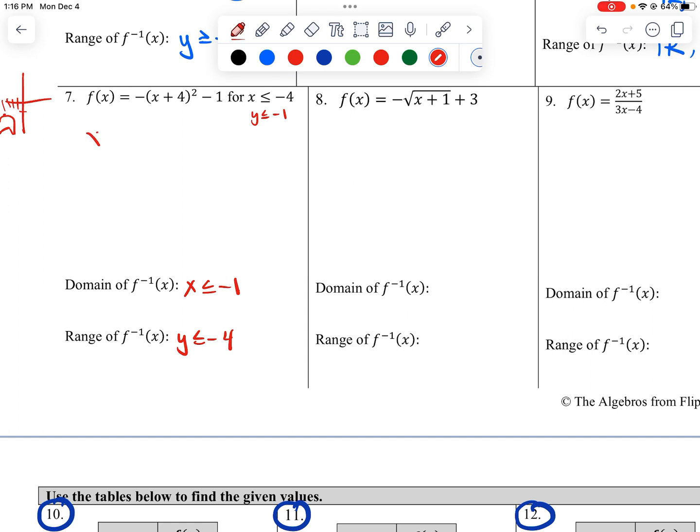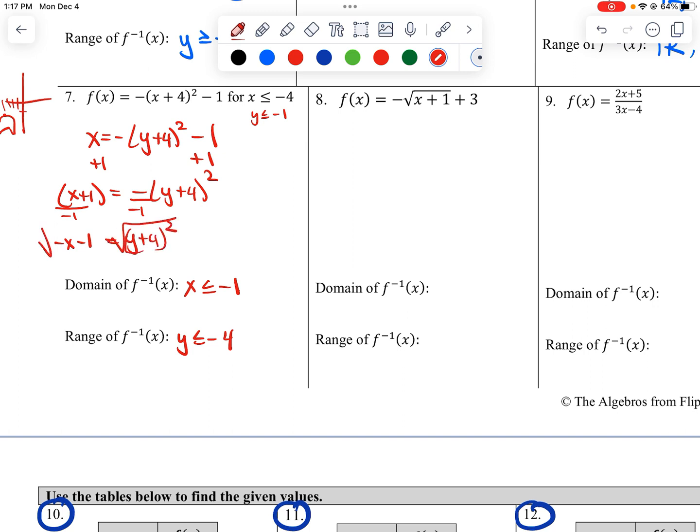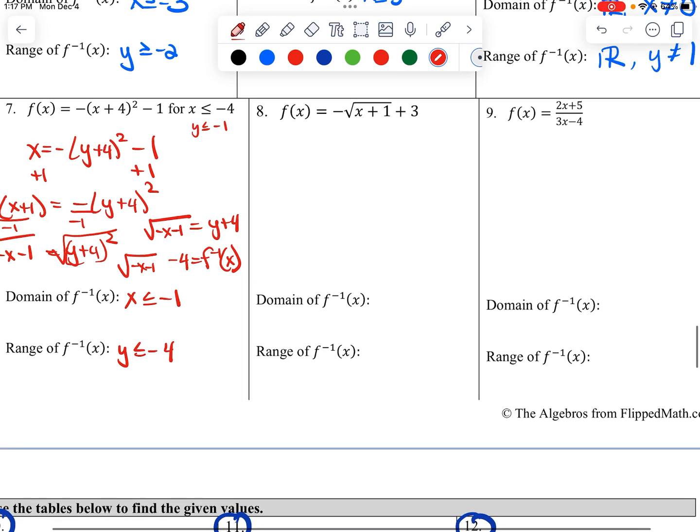And then we can flip-flop. So x equals the opposite of y plus 4 squared minus 1. We add 1. So x plus 1 equals negative y plus 4 squared. I'm going to divide everything by negative 1. So if I divide those each by negative 1, negative x minus 1. Square root. So the square root of negative x minus 1 equals y plus 4. And then subtract 4. So negative x minus 1 minus 4 equals our inverse. All right.